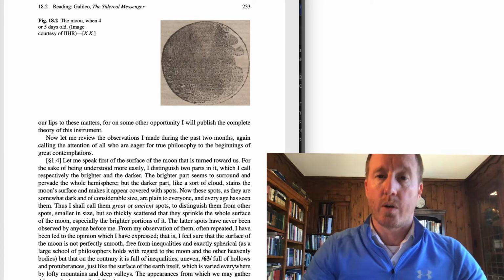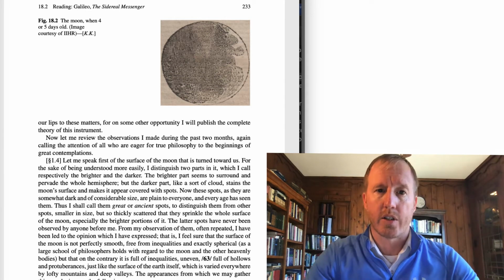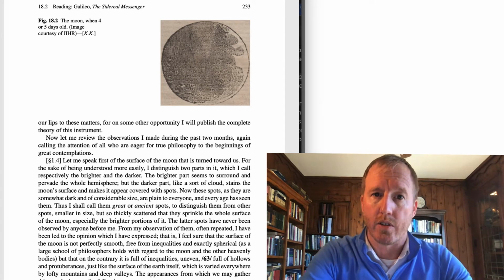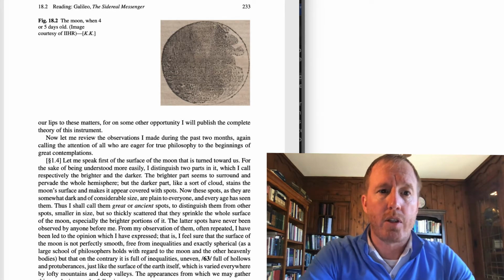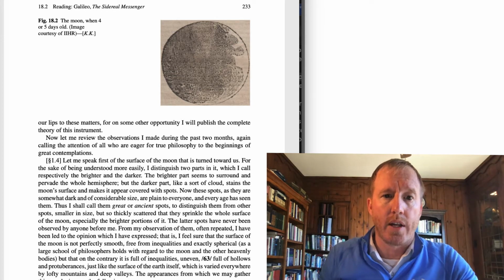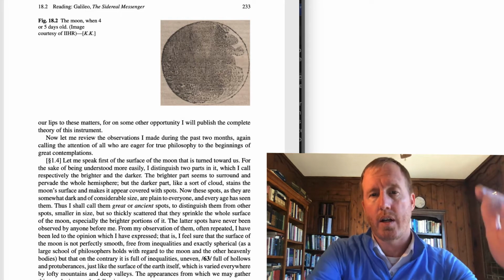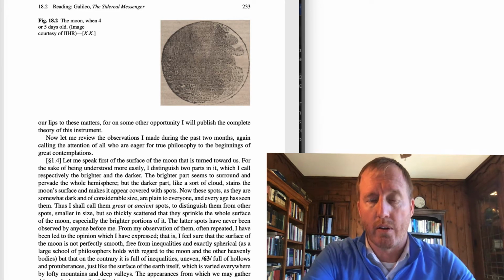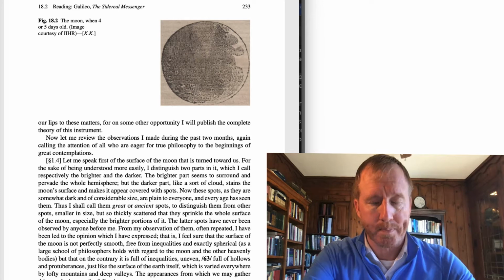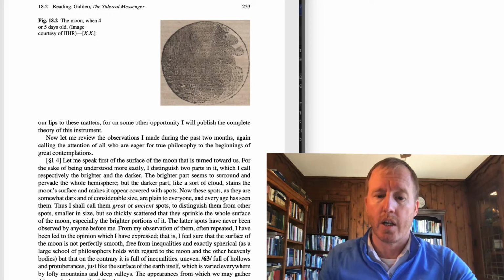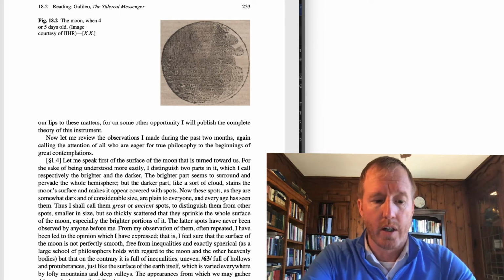Next, on page 233, we gave a brief introduction to what his observations were when he turned his telescope to study the features on the moon. So let me remind you of some of the important things. He said, let me speak first of the surface of the moon that is turned toward us. And then he goes on to mention that there are mountains and valleys. And I'd highly recommend you read through this. His language is extremely colorful in describing what he sees, and these drawings that he makes are very revealing of the kind of features he's going to see on the moon.